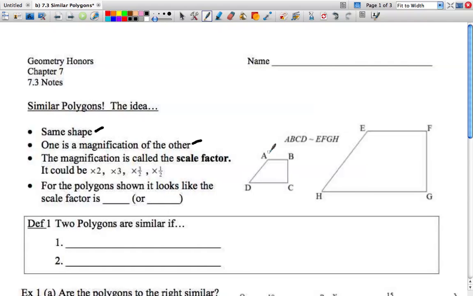For the polygons shown at the left, ABC is similar to EFG. These are quadrilaterals. They look to be trapezoids. We're not really sure. This sign is similarity. That's a similarity sign. So it looks to be, if I was to place this quadrilateral in this one, it looks to me that this one would be maybe 1/3 of the size of this one. What do you guys think?